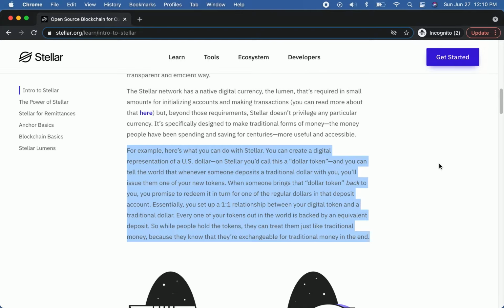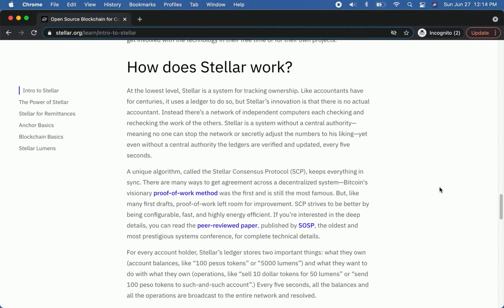You're not limited to only trading Stellar Lumens. You can create digital representations of other currencies and then trade that digital representation of the currency over the Stellar network. As you may be aware, every blockchain and every cryptocurrency has to have some way to validate transactions before they're added to the immutable blockchain or the immutable distributed ledger.